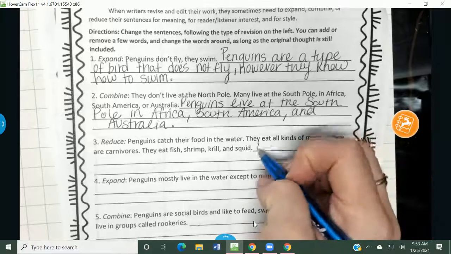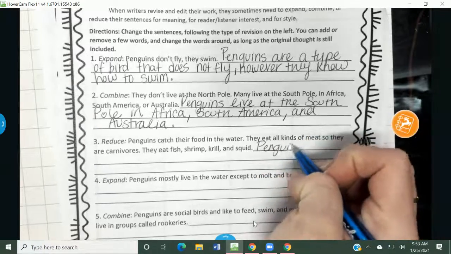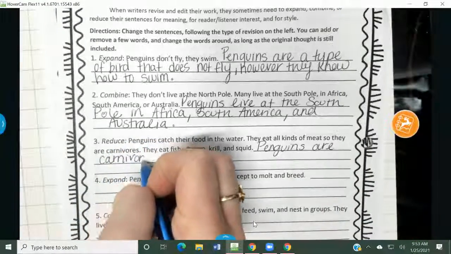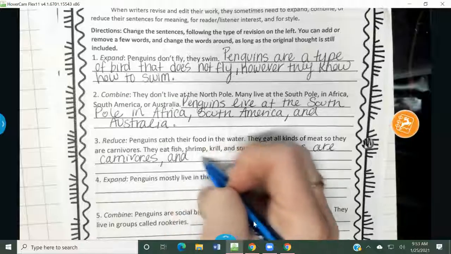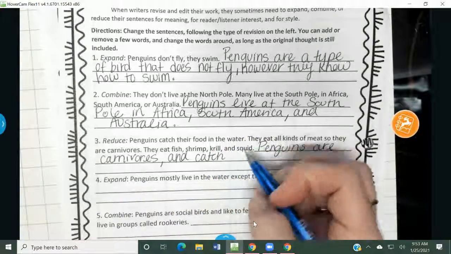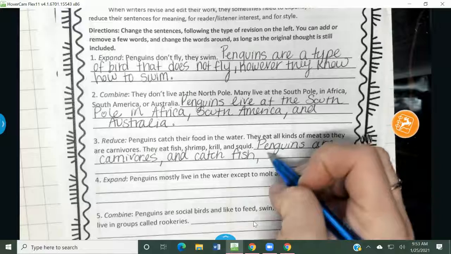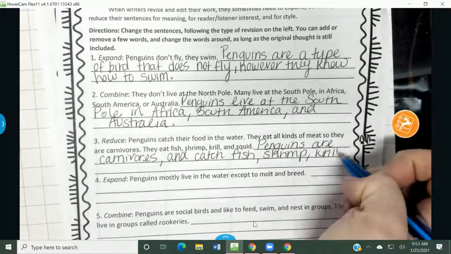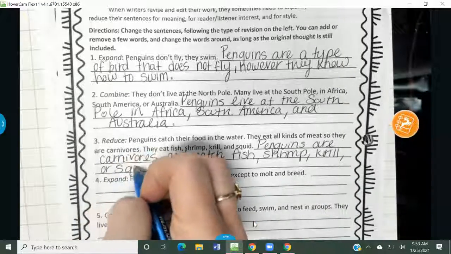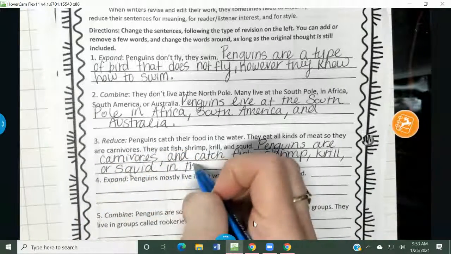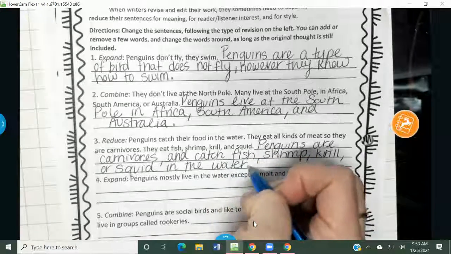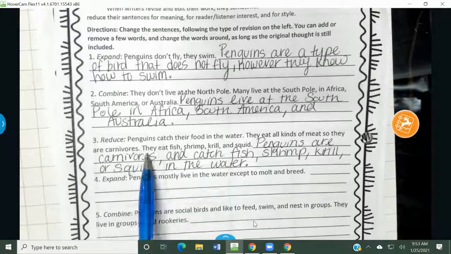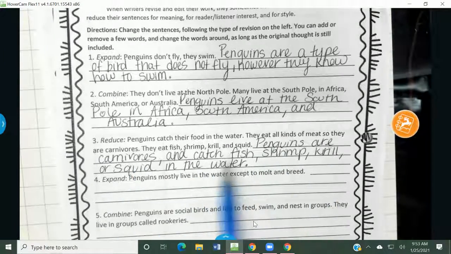So I can say that penguins are carnivores, comma, and catch fish, shrimp, krill, or squid in the water. So I took all this information and put it into one sentence. Penguins are carnivores and catch fish, shrimp, krill, or squid in the water.